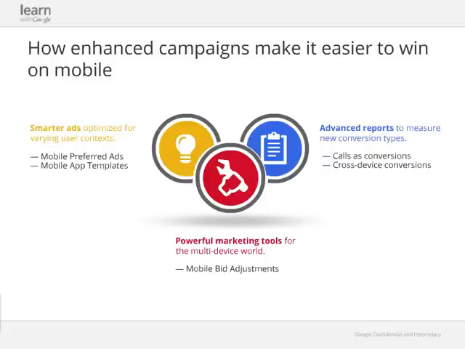And the second thing is smarter ads optimized for your user context, right? So you can create a preferred ad for your mobile and a different ad for your desktop. You have templates to help you create click-to-download campaigns, and these campaigns can scale across desktop and mobile. And the third thing is advanced reports to measure new conversion types.